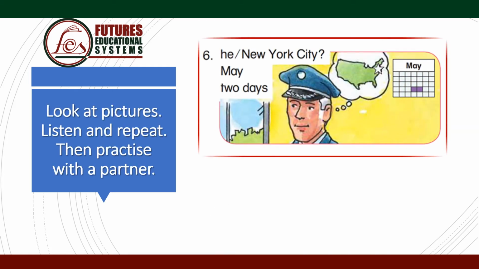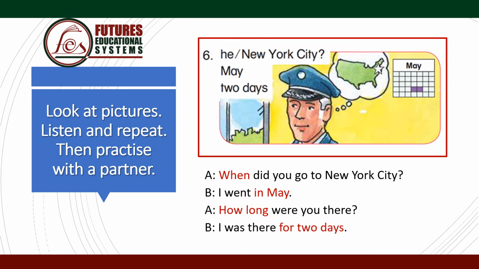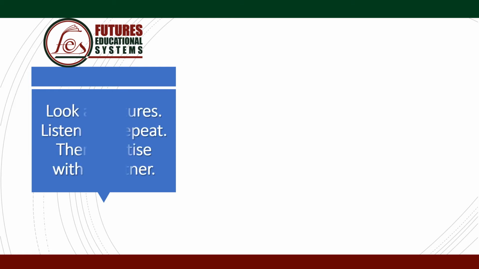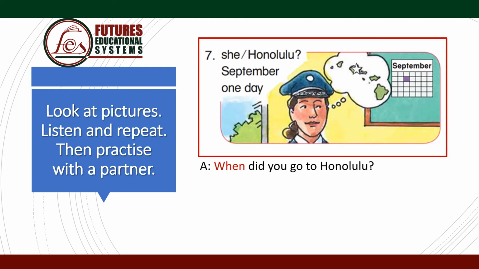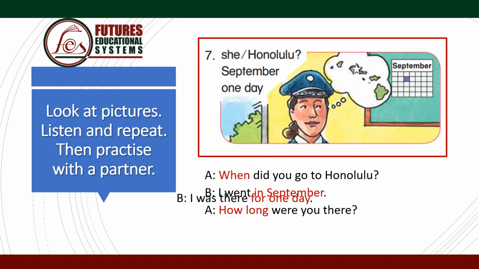Number 6. When did you go to New York City? I went in May. How long were you there? I was there for 2 days. Number 7. When did you go to Honolulu? I went in September. How long were you there? I was there for 1 day.